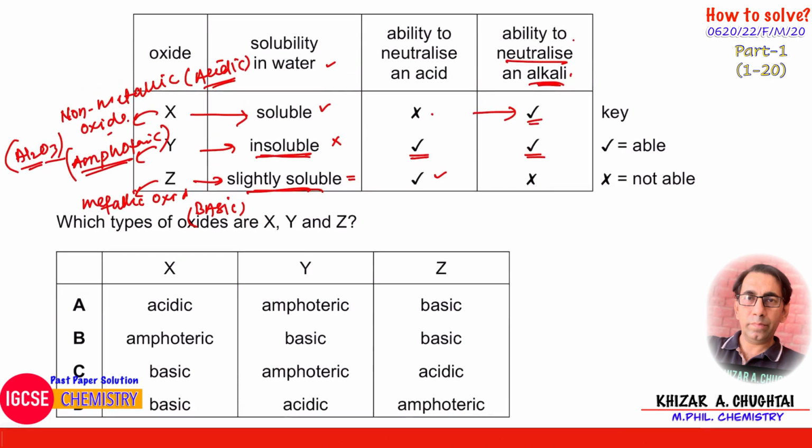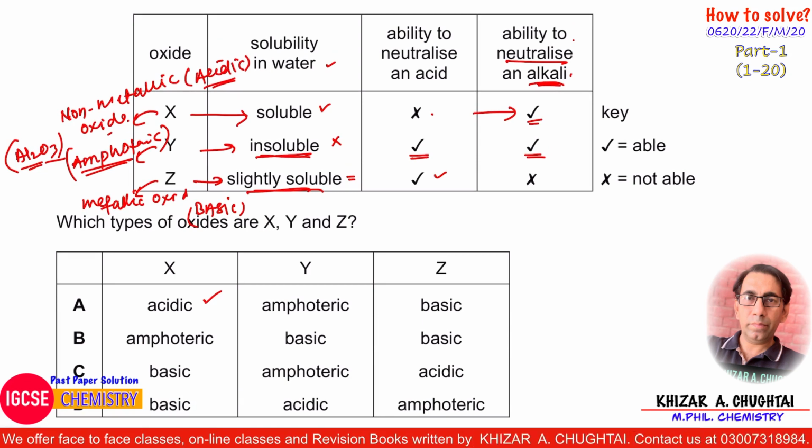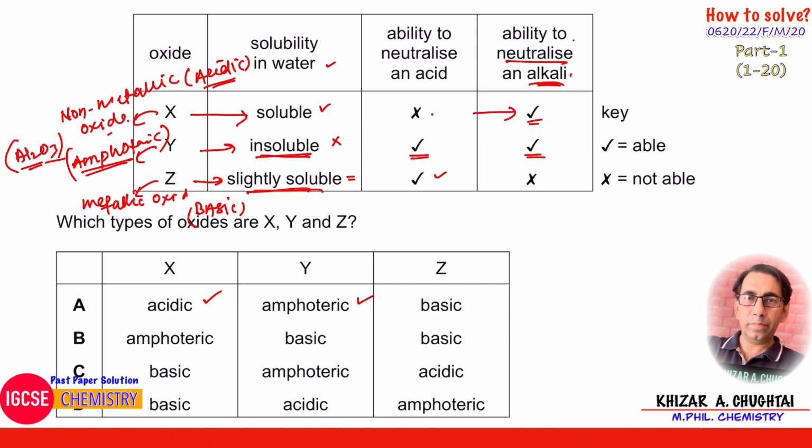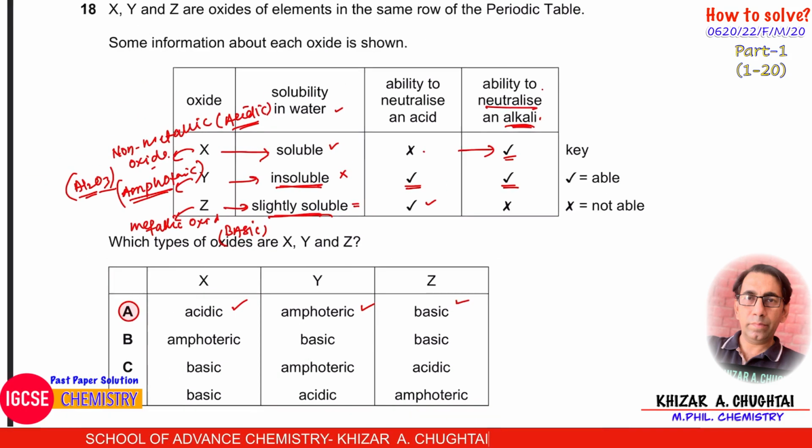So let me check the options now. X is acidic, there's one and only. And Y is amphoteric, yes, amphoteric. And Z is basic, yes. I mean, the first row, A is the correct option.